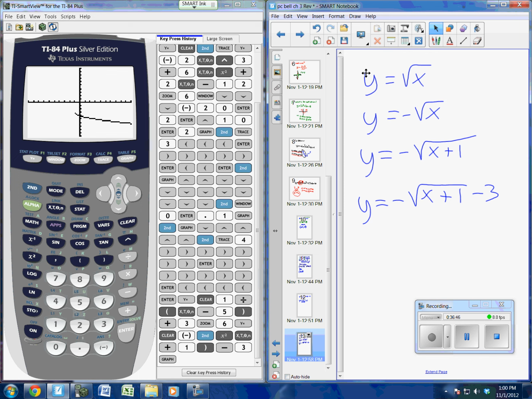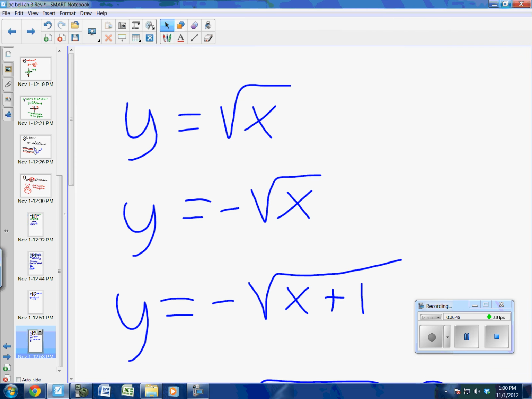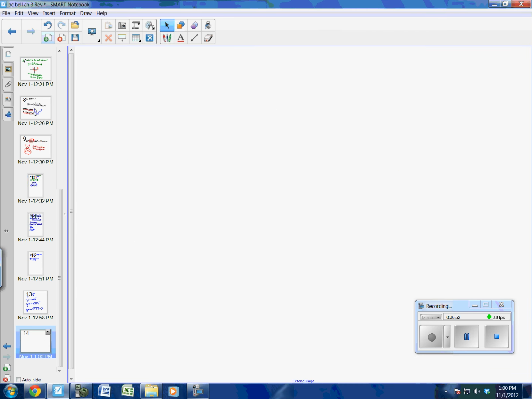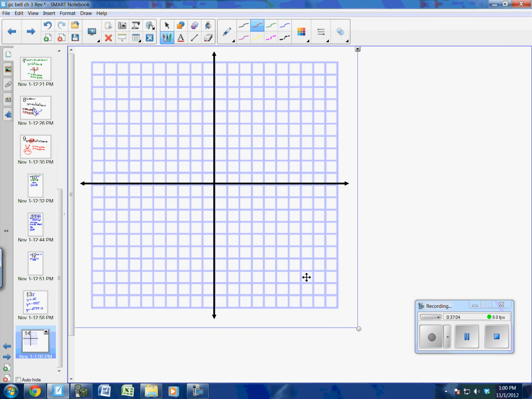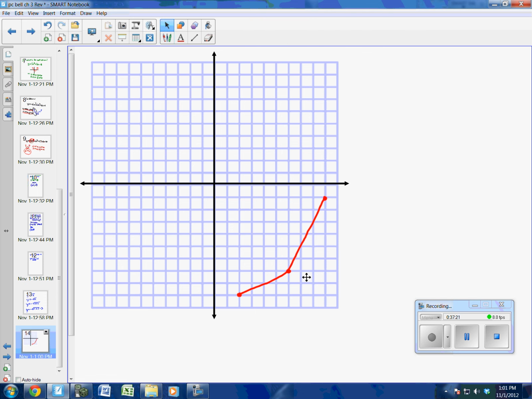Okay, now, the next problem that we need to talk about is writing an inverse, or finding the inverse of a function. I want you guys to find the inverse of this function right here, or of this graph. I want you to find the inverse of that graph right there. Graph it. I want you to graph it.